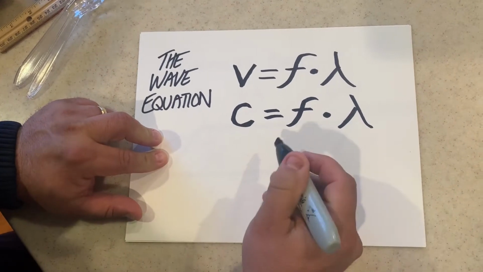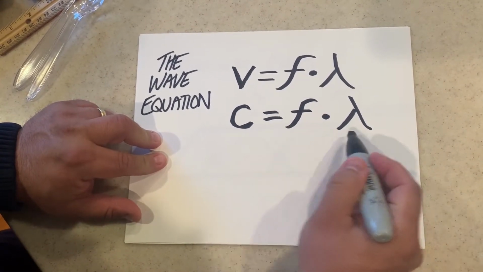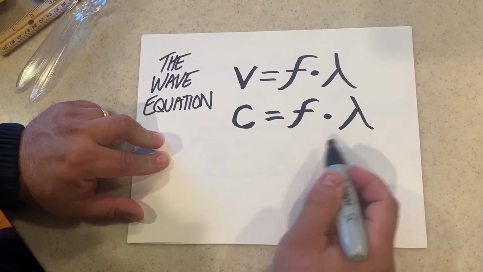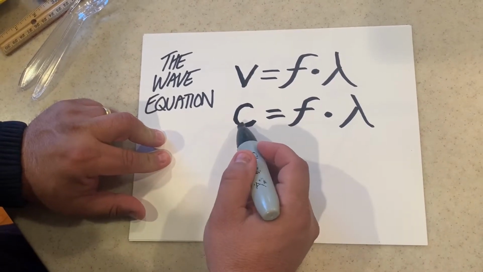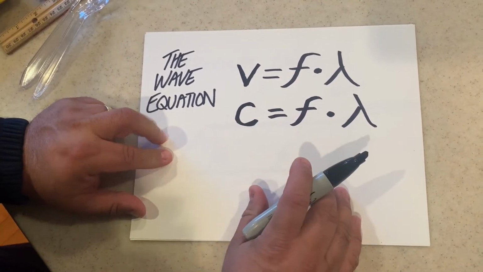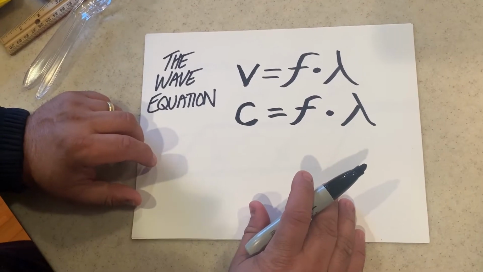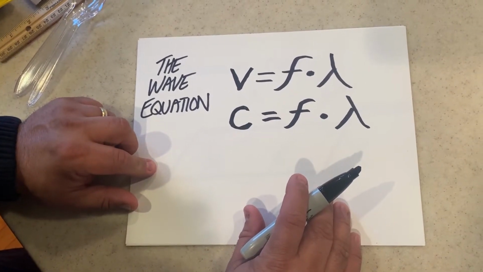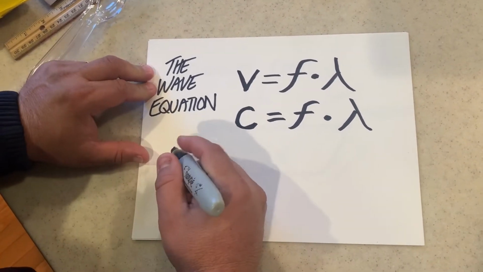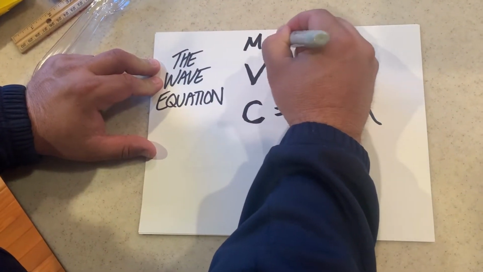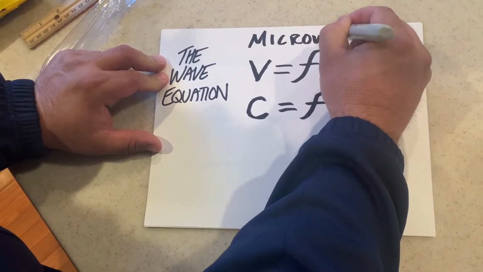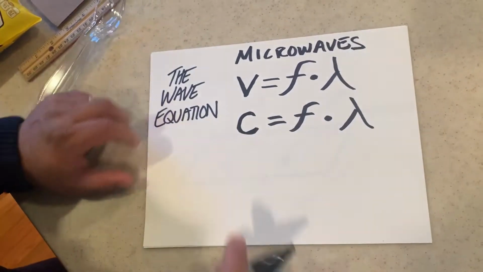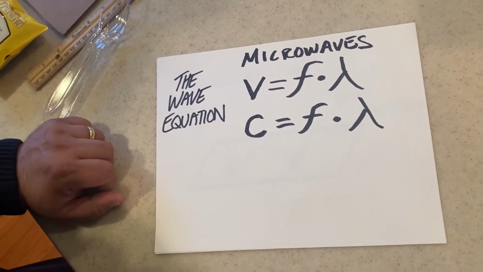So quite simply, if we can discover the frequency and the wavelength of a wave, then we will know the speed of light. Now today we're not going to use light per se. We're going to use another part of the electromagnetic spectrum. We're going to use what are known as microwaves. And so yes, you're going to need to use your microwave to do this experiment.